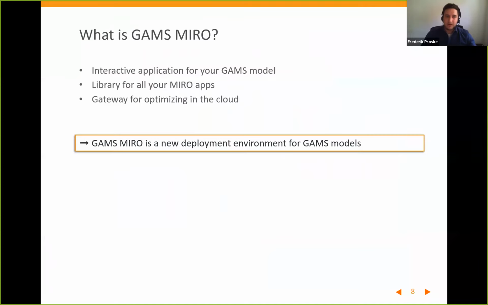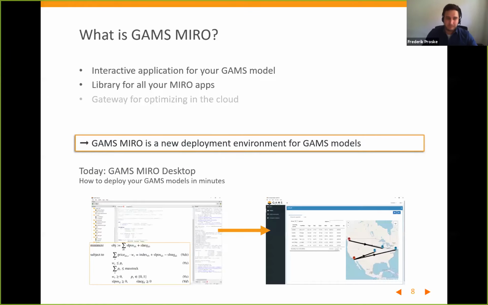So, a graphical user interface for your GAMS models, a library for all your MIRO applications, and GAMS's gateway for optimizing in the cloud. To summarize, it is a bunch of components that form the deployment environment of GAMS. Today, I will talk about GAMS MIRO Desktop, the version of MIRO that we released about 2 weeks ago, and I will leave the cloud components for future webinars.